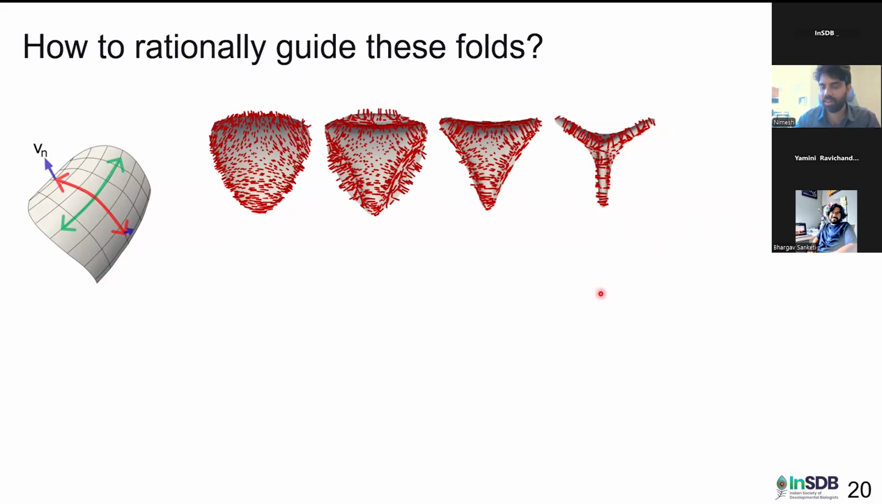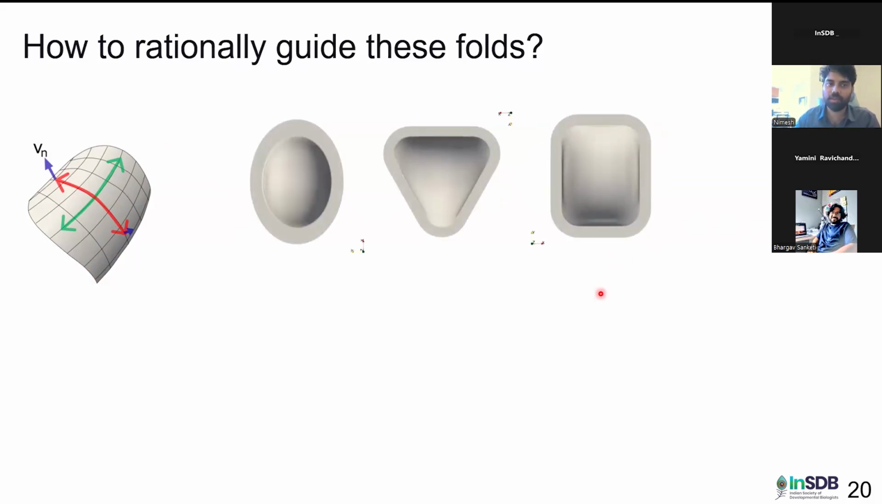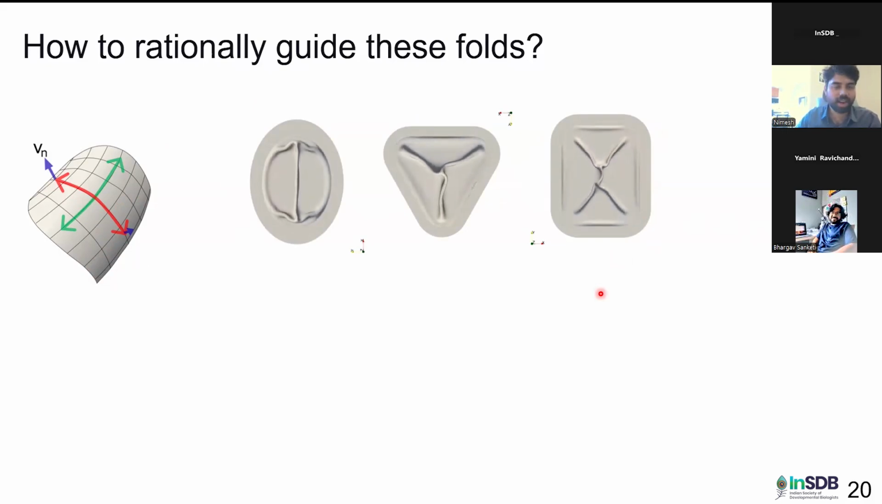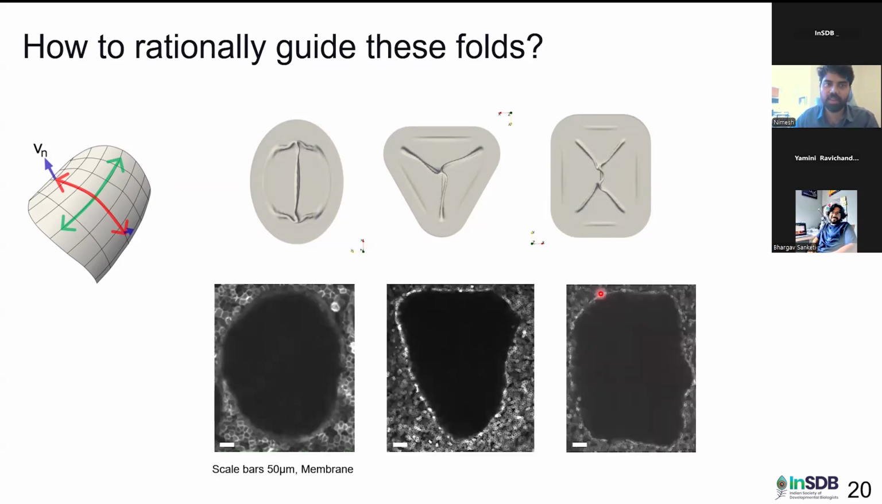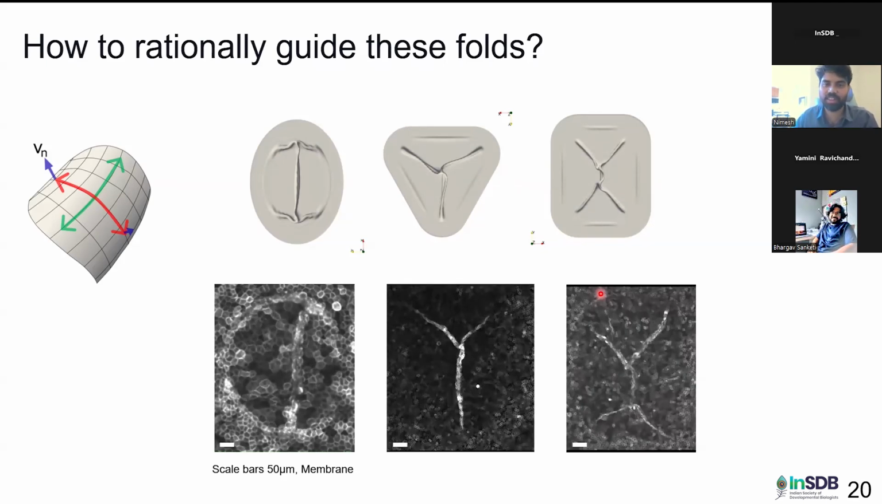We tried this in different shapes: ellipse, triangle, and rectangle. What we found is that indeed folds were able to form along the medial axis. So an ellipse would form a fold along the middle, a triangle would form a fold along the Y, and a rectangle would form a fold along a double Y. We reproduced this in our experiments, and satisfyingly we saw the same result.